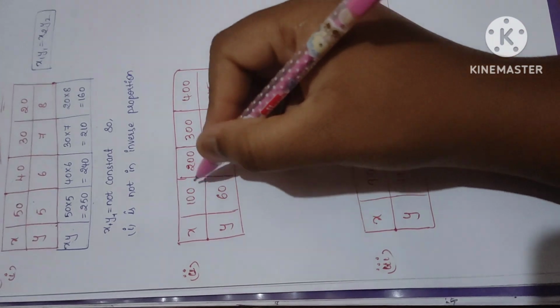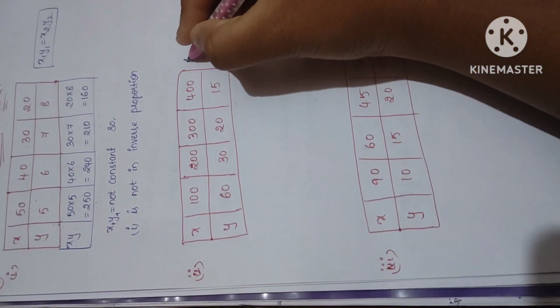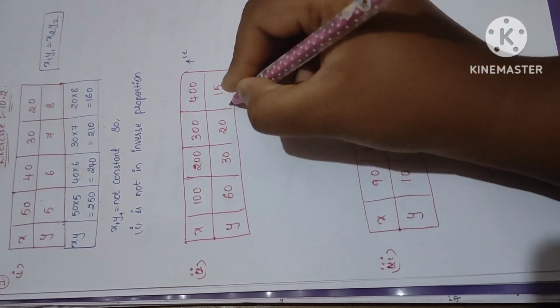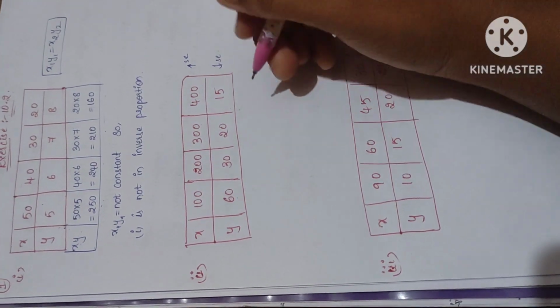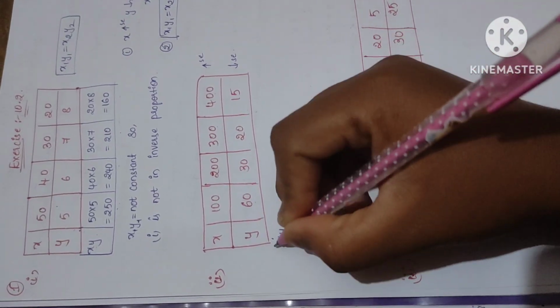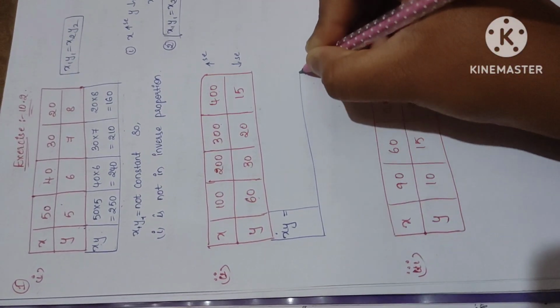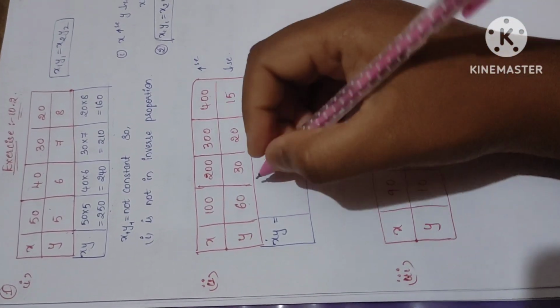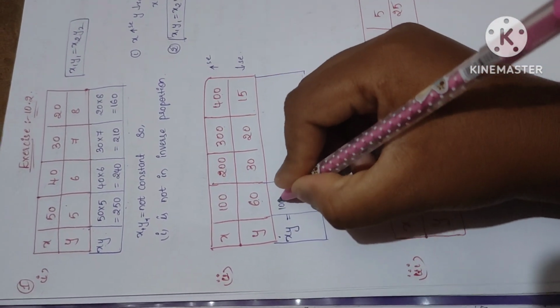Next, second problem: x is 100, 200, 300, 400, y is 60, 30, 20, 15. If you see, x increases from 100 to 400 and y decreases from 60 to 15. So here one quantity increases, another quantity decreases. First condition is satisfied. So now we have to check the second condition, that is x into y equal to constant for all the cases.